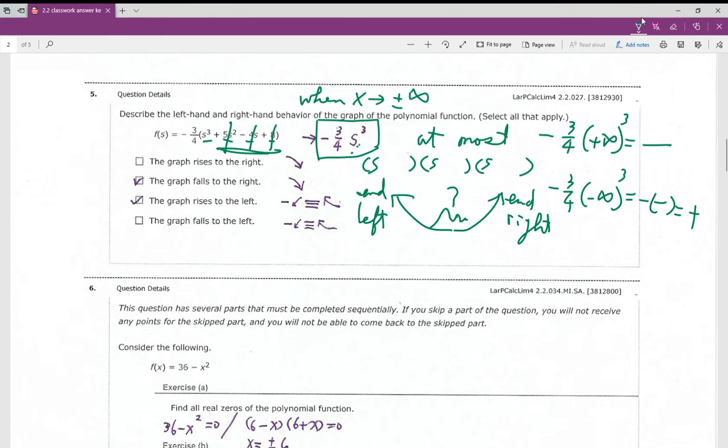So the graph rises to the left. Yes. The graph falls to the right. Oh, yes. The graph falls to the right. Yes, you are right. Because this is negative, right? So the graph falls to the right hand side because this is negative. Okay. Let's go down. Let's go up. Yes. Okay. And the number 6.